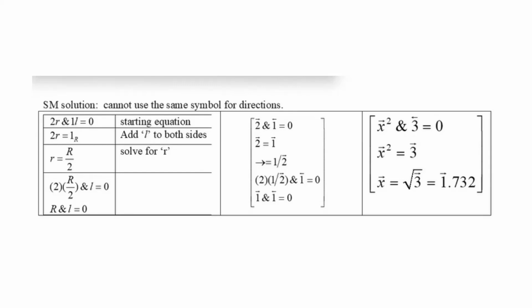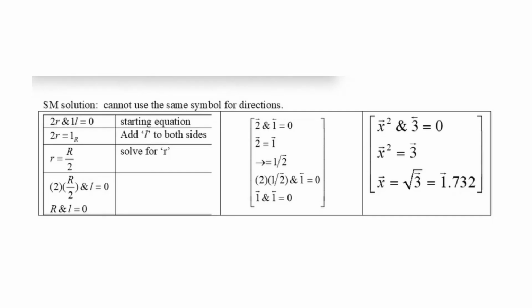Symmetry math solutions cannot use the same symbol for directions. So 2 to the right and 1 to the left equals 0. Add a left to both sides, and this turns the left into a right. Now solve for r. So 2 times r over 2 and L is equal to 0. R and L equals 0.